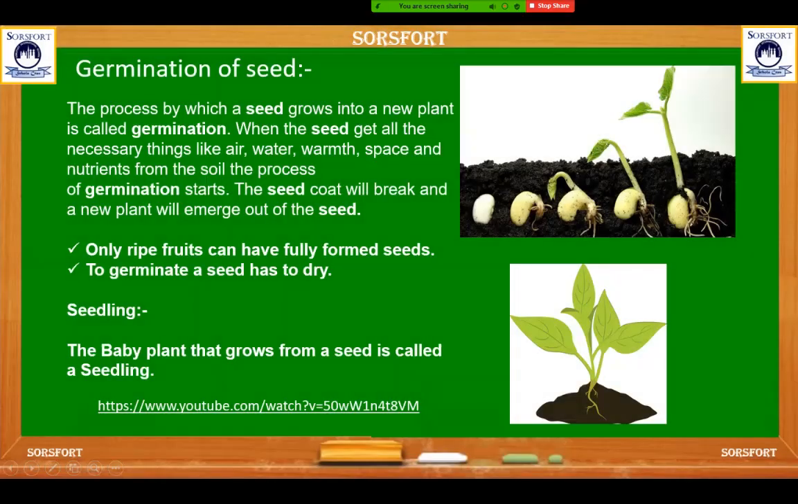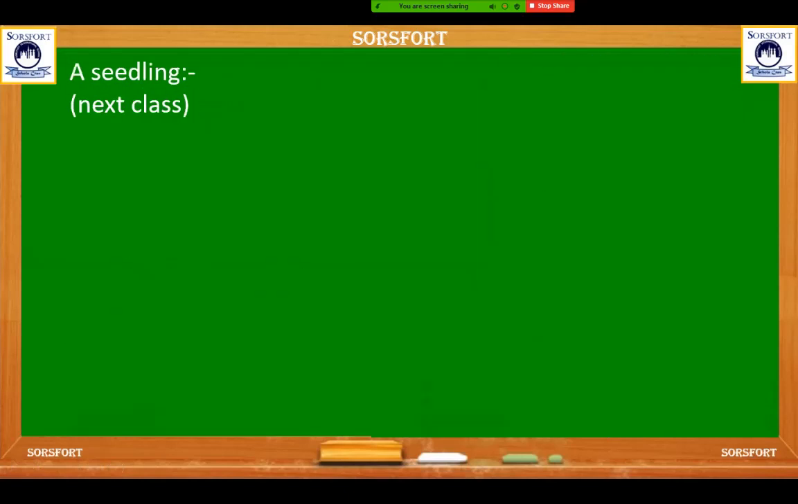So this is how seeds germinate and what the requirements for seed germination are. So I will end today's session, and next class we will start with seedling.